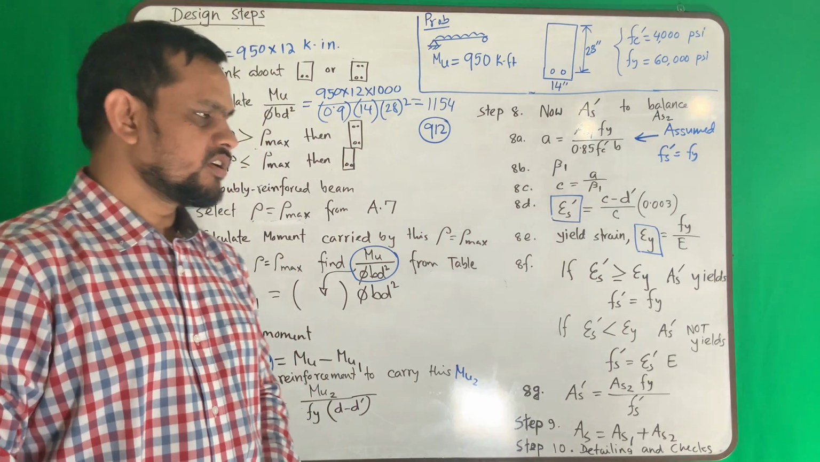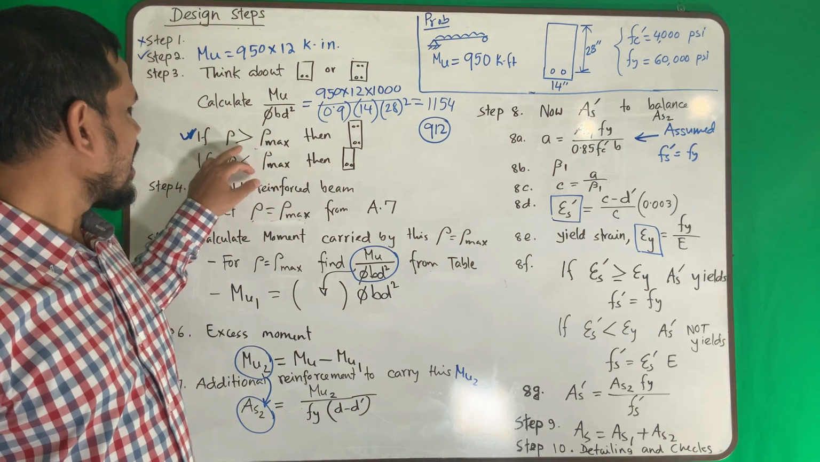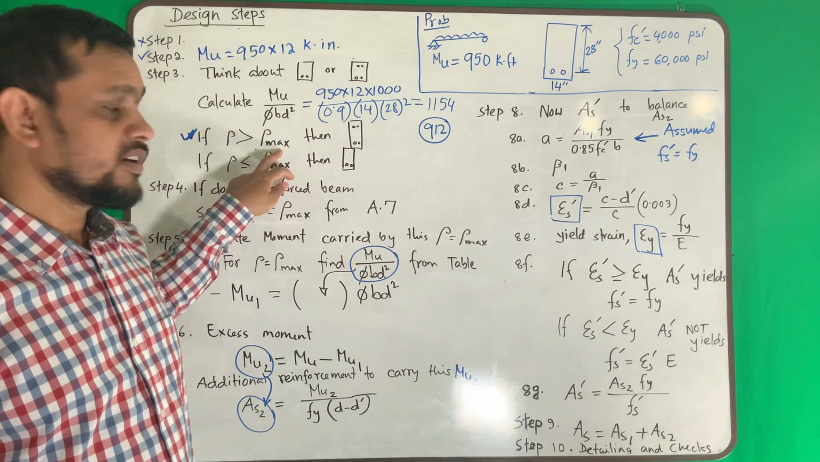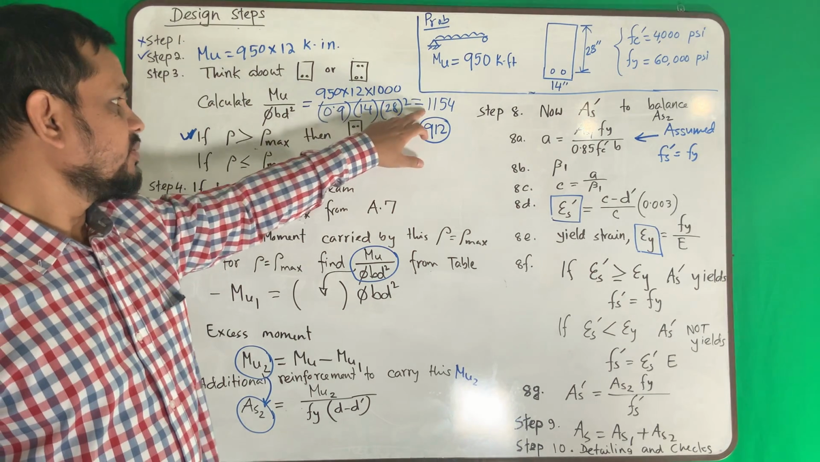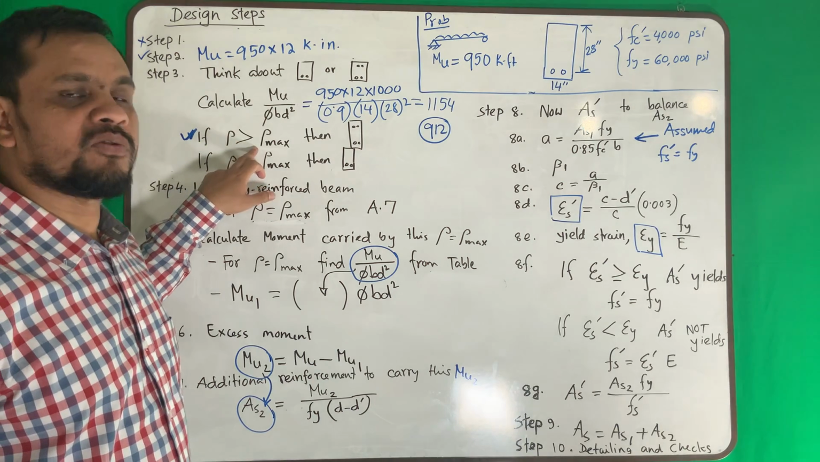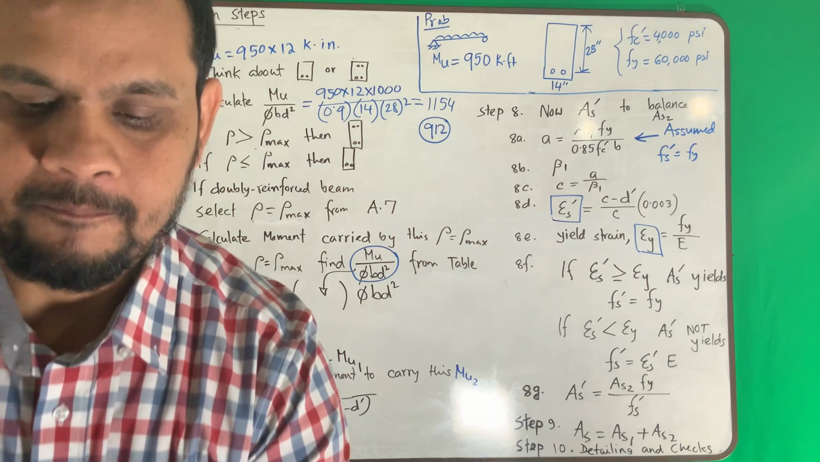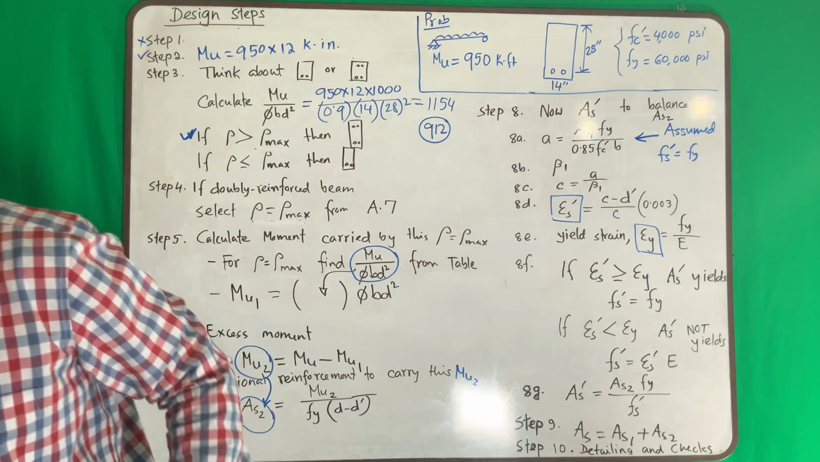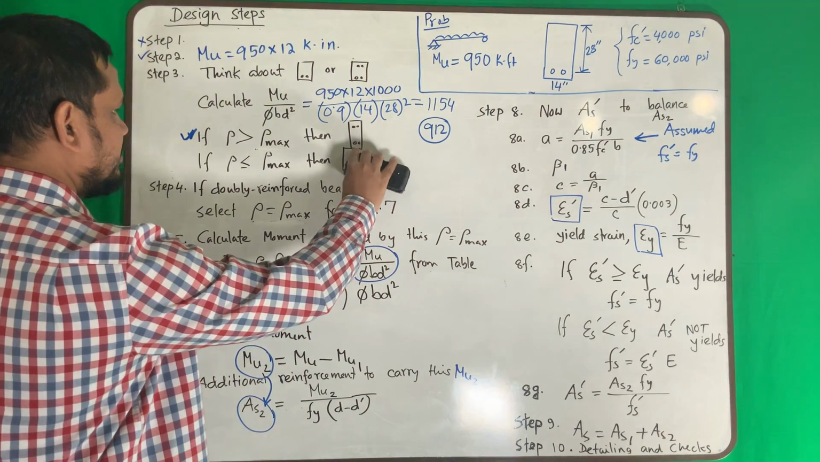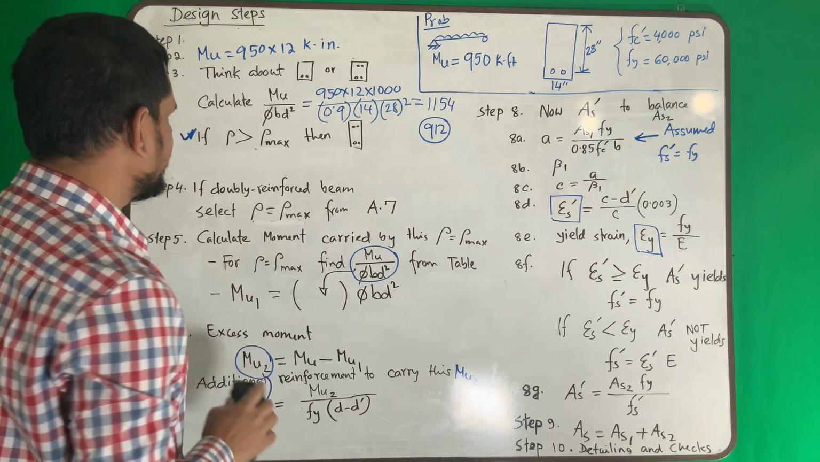Why do I know this condition? Because this book lists the value of rho up to the rho max. So as my value is more than the max, that means my rho is actually more than my rho max. So my beam is a doubly reinforced beam. So this is my condition: doubly reinforced beam.